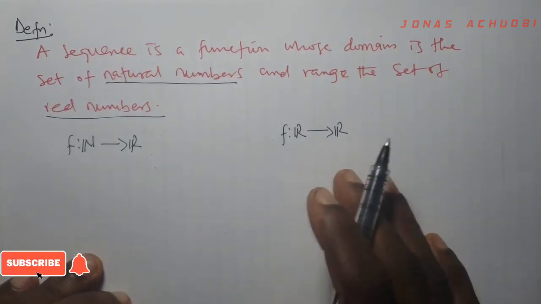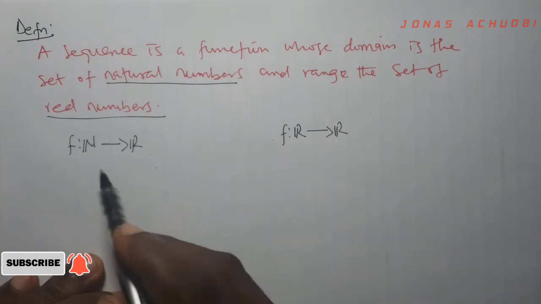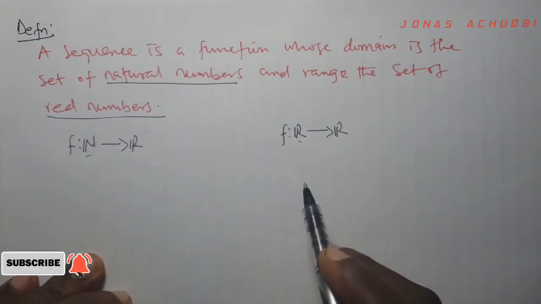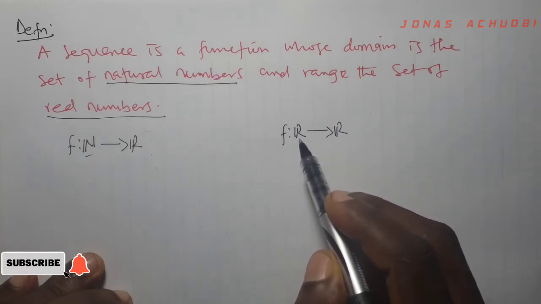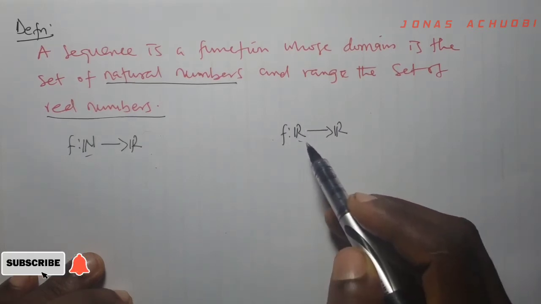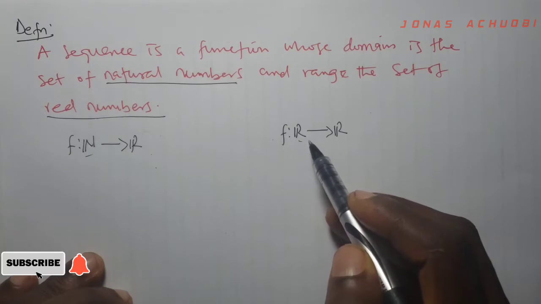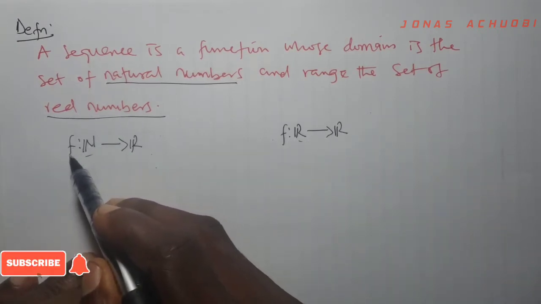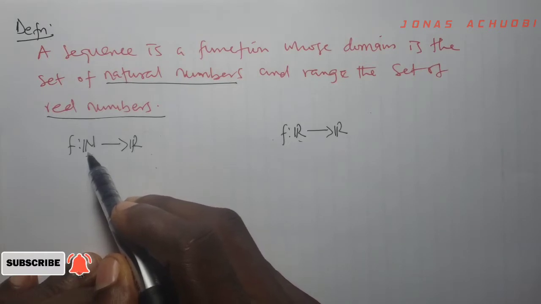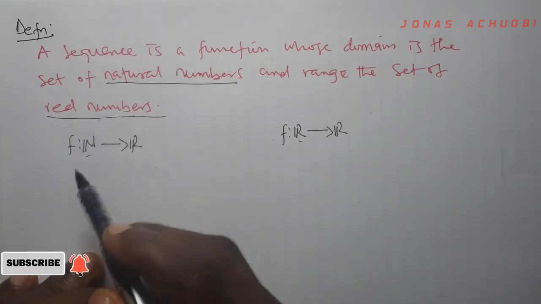Now, what's the main difference between these two definitions? Of course, it is the domains. So for a real valued function, the domain is the set of all real numbers. That is to say that any number that is real can come into the domain. While if a function becomes a sequence, only natural numbers are allowed into the domain.